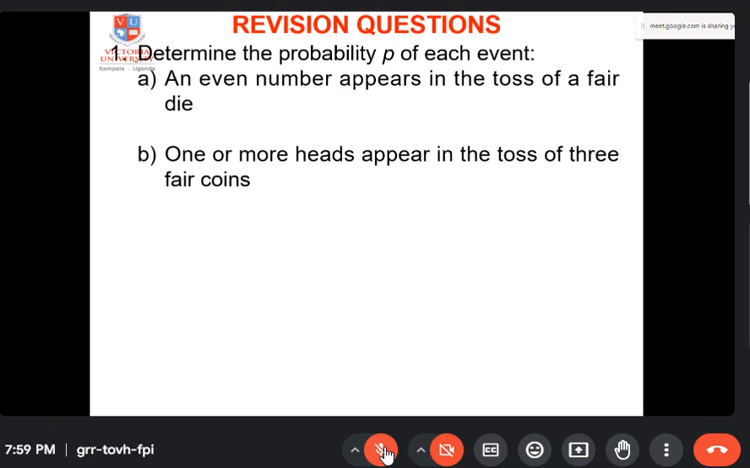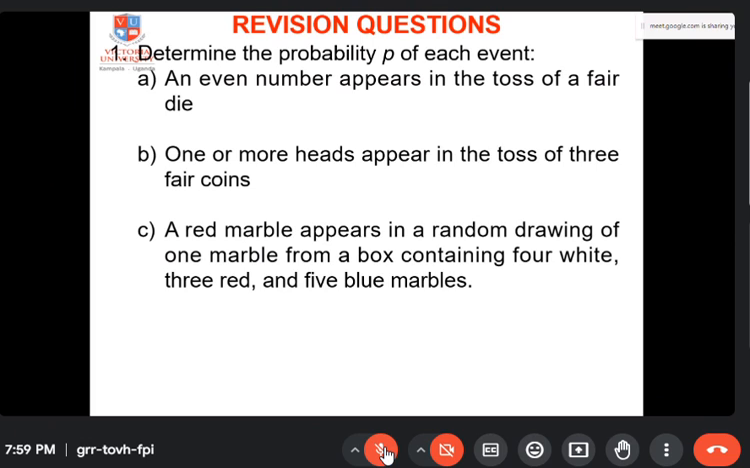Okay, then find the probability that 1 or more heads appear when you toss 3 coins. So that is 7 out of 8, sir. Very good. That is 7 over 8.